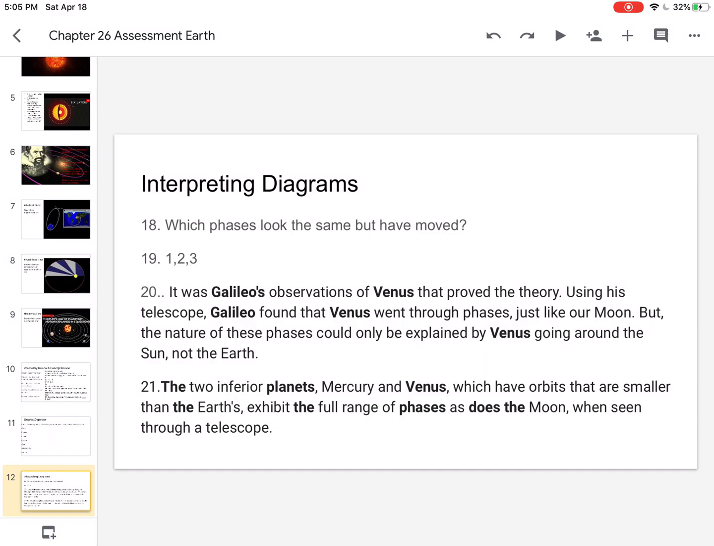All right, interpreting diagrams. So this one I thought was kind of hard. It might not be 100% correct, so if you come up with something else, that's just fine, okay? It says 18, which phases look the same but have moved?